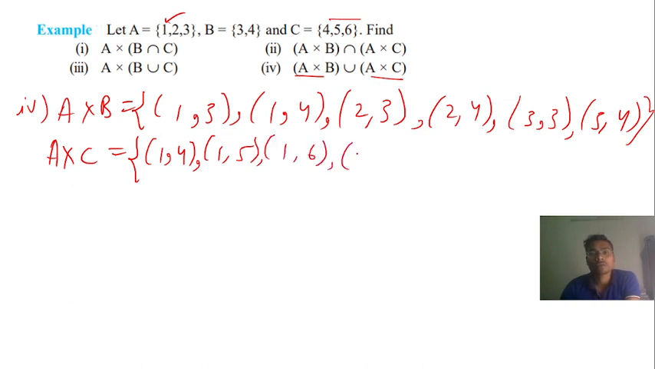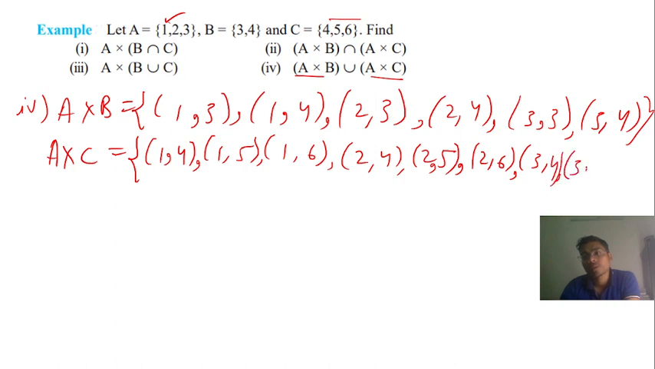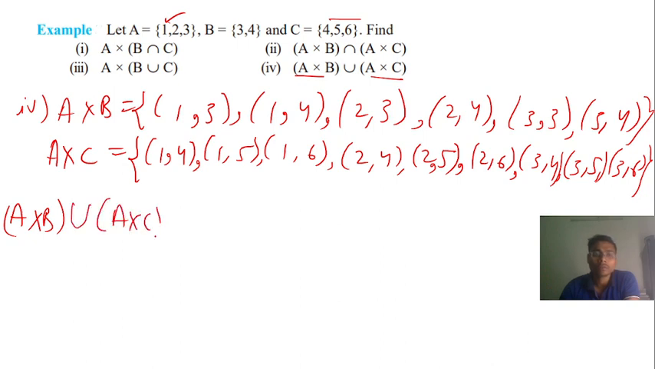Now we need to write 2 4, 2 5, and 2 6. Now we need to write 3 3, 3 4, 3 5, and 3 6. Okay, now we need to unite this A cross B union A cross C.